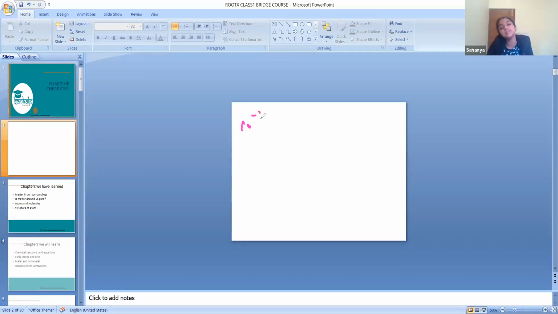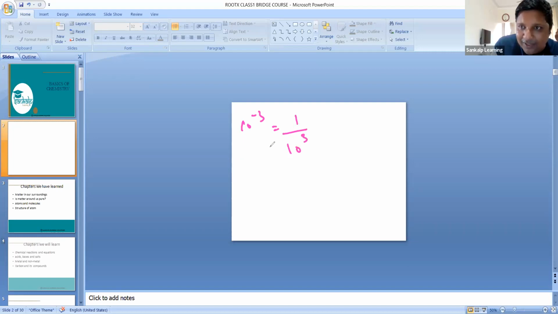10 raised to minus 3 can be written as 1 upon 10 raised to 3, which is 1 upon 1000. In exponents you can write it as 1 upon 10 raised to 3. So that is a 1000th part of a second, a millisecond.